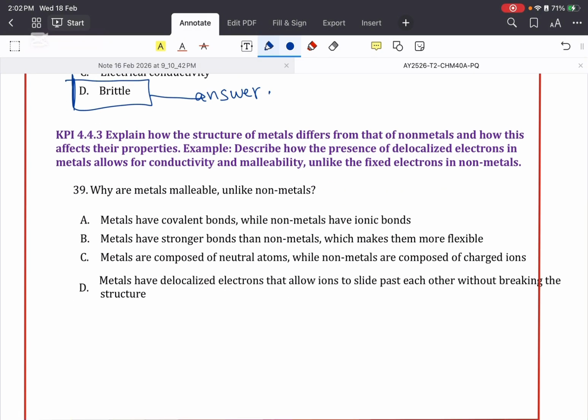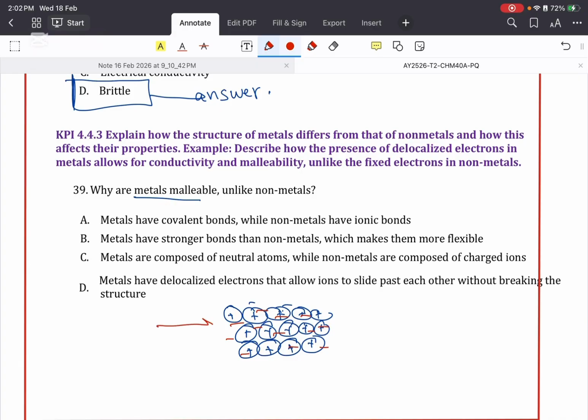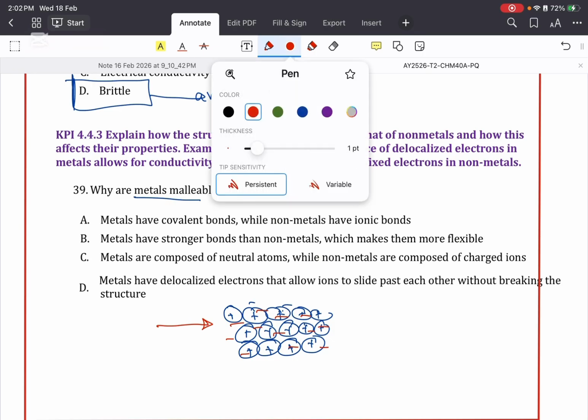Why are metals malleable unlike non-metals? It's about the structure of the metals themselves. As you know, in a metal, I have a lattice of positive metal ions surrounded by a sea of delocalized electrons. I'm going to draw the electrons in red. So you have the electrons everywhere. If there is a force applied over here, the layers will slide past each other. These delocalized electrons allow this portion to slide like this.